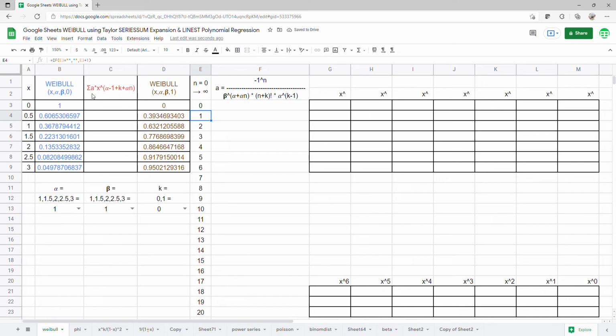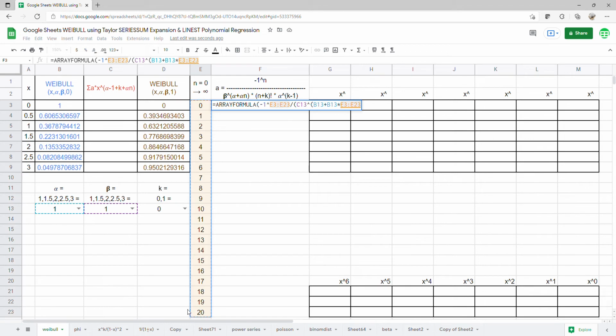And the value of a, the expansion coefficient, is array formula, minus 1 raised to the power n divided by, that's the numerator. The denominator has 3 parts. Beta raised to the power alpha plus alpha n. So beta raised to the power the quantity alpha plus alpha n. Alpha times n. So that's the first part.